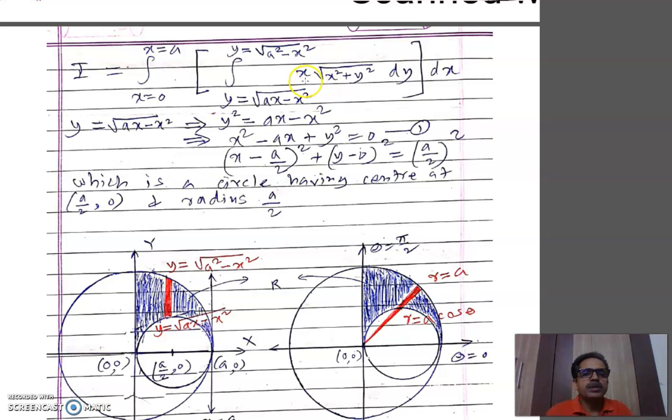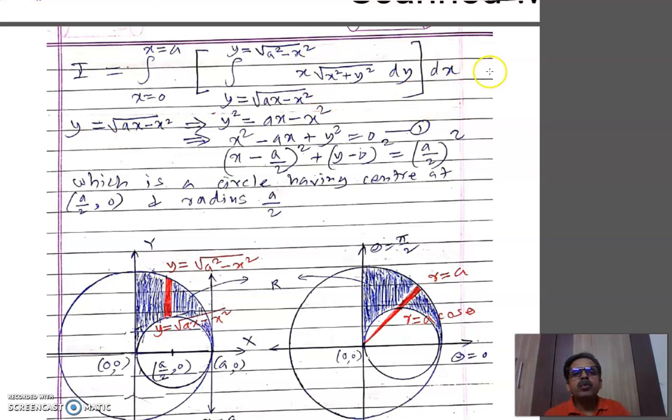Even if x is treated as a constant, the integration is not so easy because the roots are very complicated. So from the limits we must find the region of integration. The same thing we did in change of order problems, which was taught in the last video.